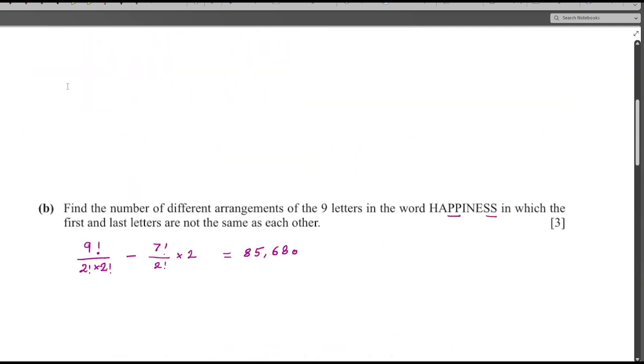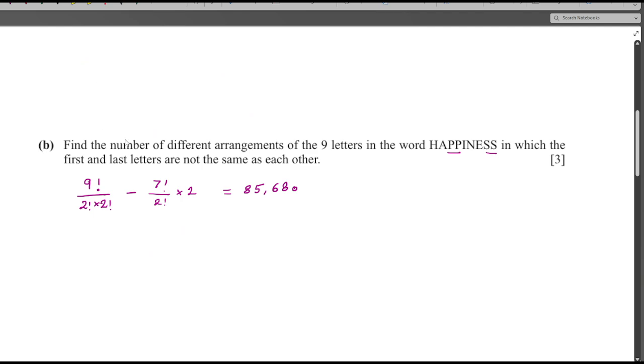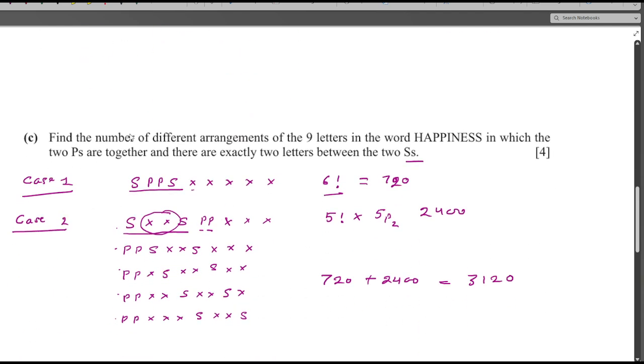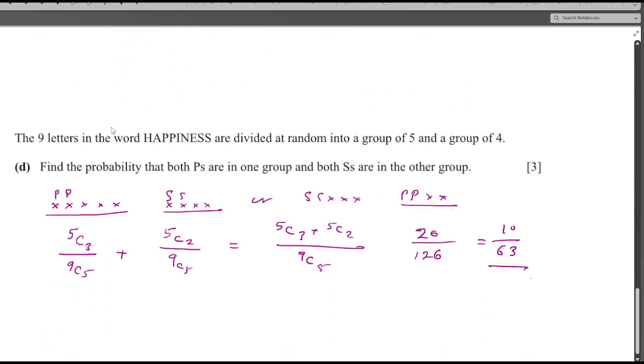Okay, so yes, this is a very good question. Now here you will find some difficulty while solving its C part and D part.